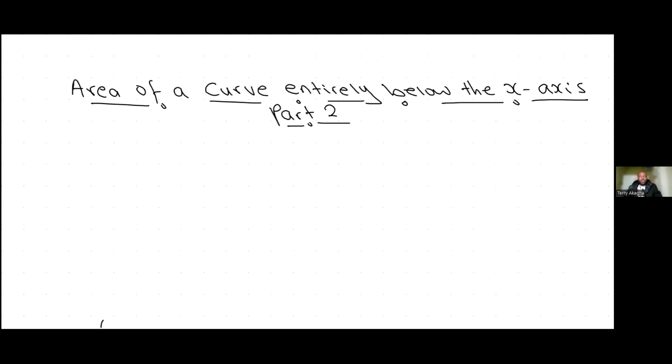So we're going to part 2 of finding the area of a curve entirely below the x-axis. In part 1, I introduced the rules, I introduced the concept, and I solved an example. But now, I'm going to solve one more example, and we'll call it a day for this video, all right? So like I said, the area of a curve entirely below the x-axis will be negative because it's below the x-axis. But you have to ignore the negative sign because an area will always be what? Positive.